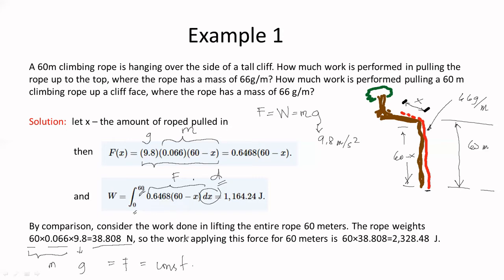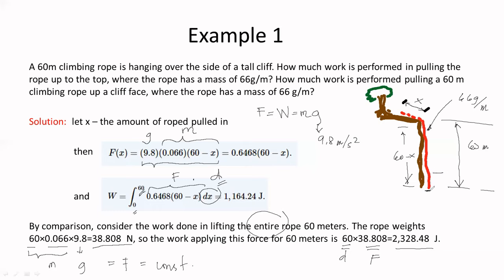And you will apply this force for 60 meters, because we assume also that your rope is as high as the cliff. So whatever is the length of the rope, that would also be the height of the cliff. So the displacement, 60, times the force applied would give you 2,328.48 joules. So the work applied in lifting the entire 60-meter rope all at once will be greater than pulling it up slowly, displacing it x from its original position.